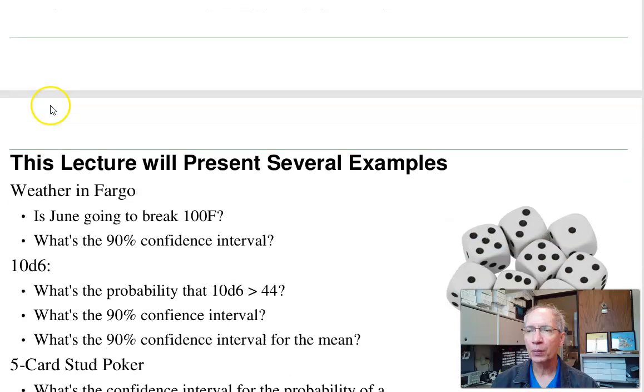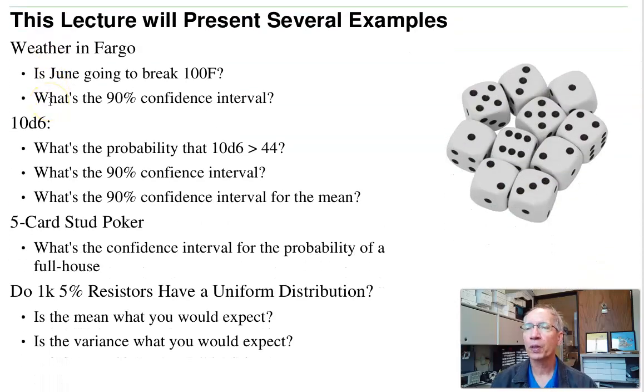So in this lecture, we're going to do a couple of different examples. One, we'll look at the weather in Fargo and ask, is June going to break 100 degrees this year or next year? I can ask, what is the 90% confidence interval for the high in June? I can roll 10 six-sided dice and find out what's the probability that the 10 six-sided dice will be bigger than 44, what's the 90% confidence interval when rolling all 10 dice, and what's the confidence interval for the average of 10 six-sided dice.